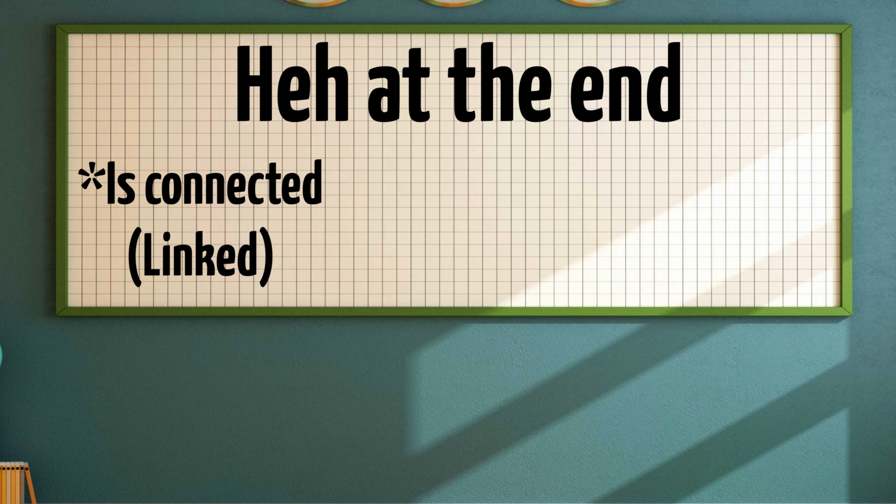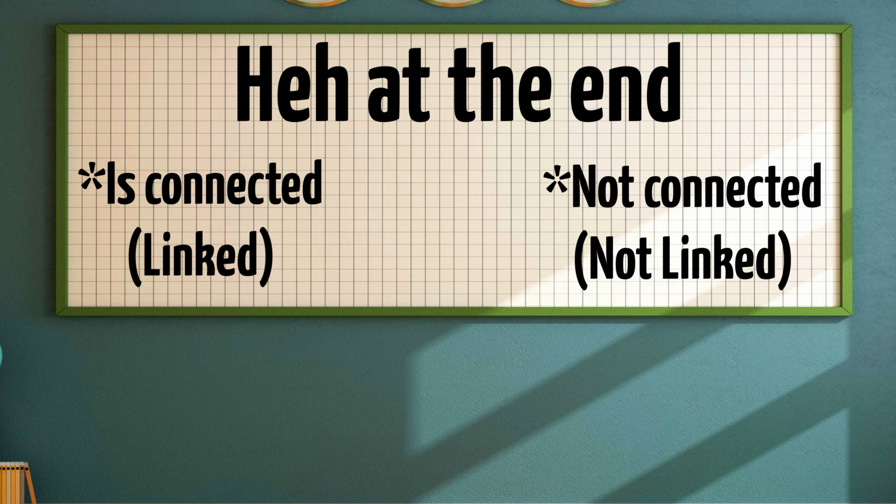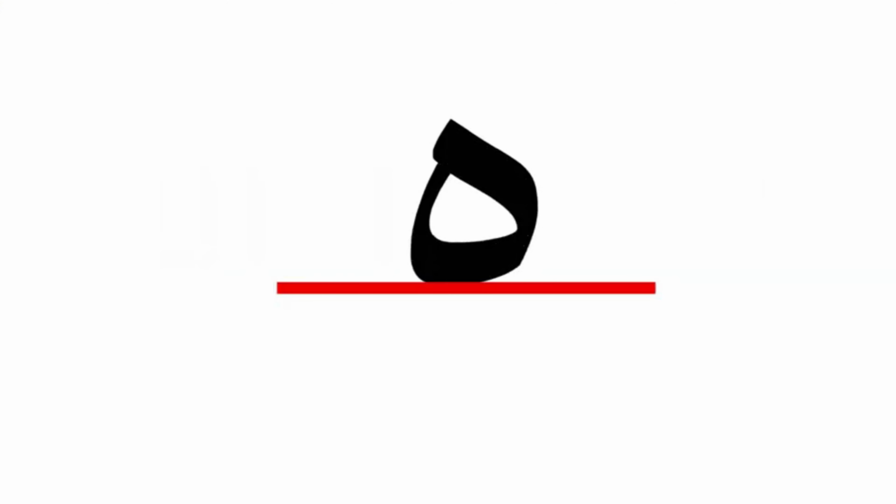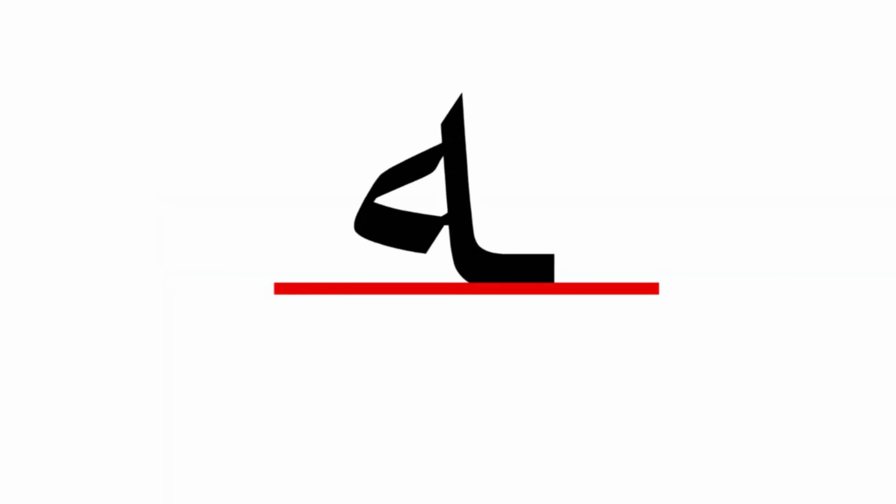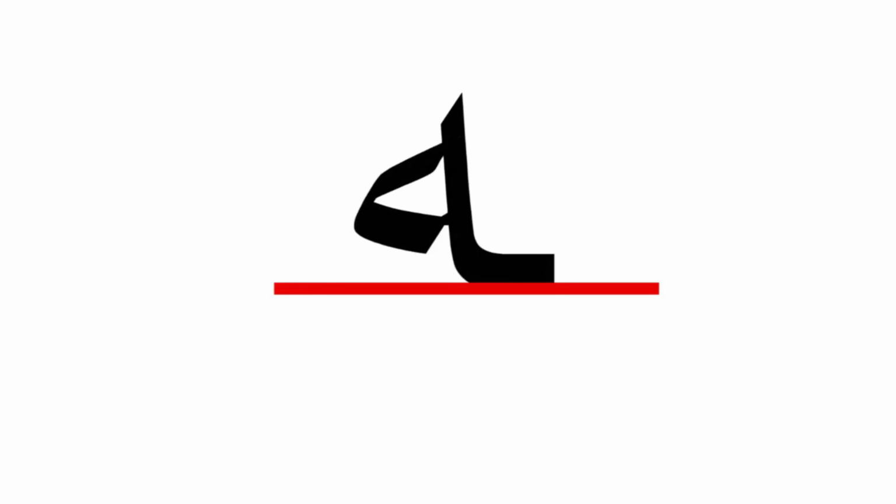He at the end is either connected to the letter before it or not connected. And in both cases at the end, He looks different and has 2 other shapes. If He comes at the end of a word and is not connected to the letter before it, then write it in this way, where its shape looks exactly like a circle. Now if He comes at the end of a word but connected to the letter before it, then write it in this way, where you simply draw a vertical line, then draw a circle that is connected to that vertical line, then finally draw a horizontal line that connects letter He with the letter before it.